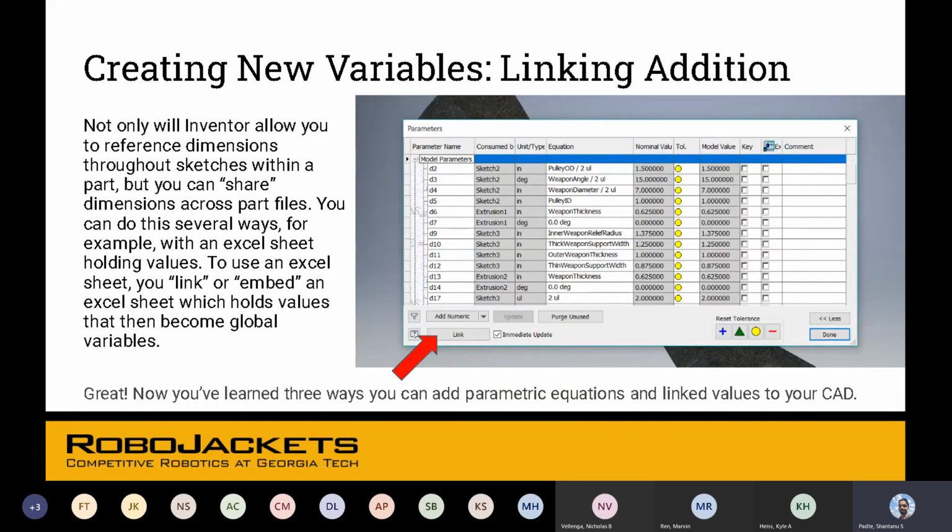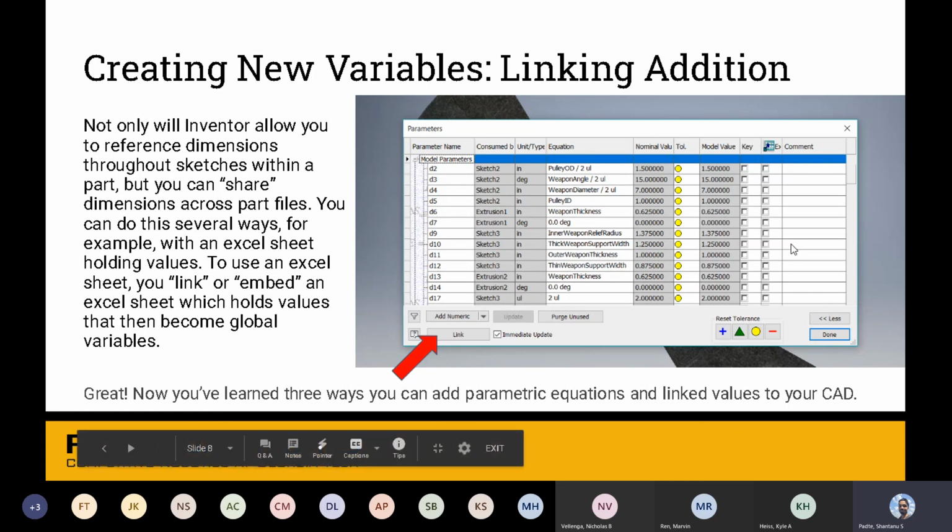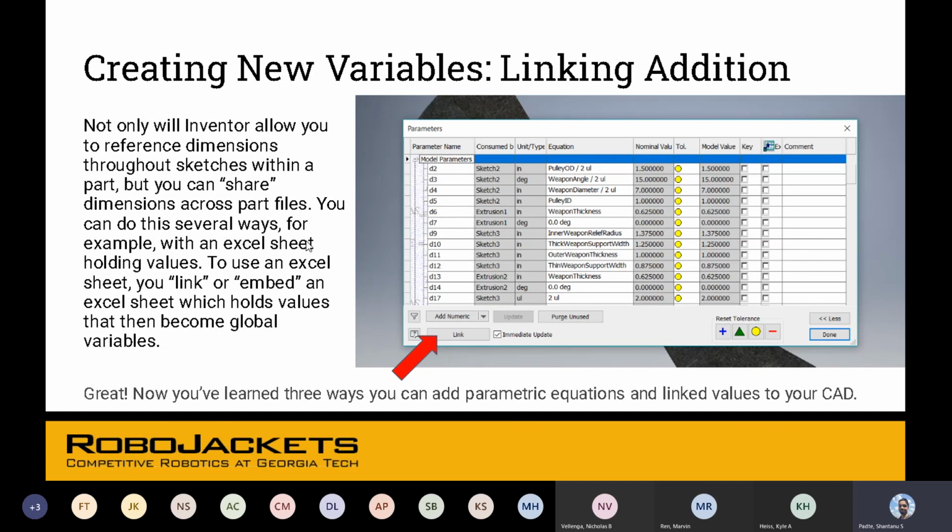And of course, as I mentioned earlier, you can also use an Excel sheet. You can link an Excel sheet with the particular part. Well, not just a particular part, but you can also share among different parts. And so you can open the same table in Excel itself, type in variable names and values, and then it will just update in the part itself.